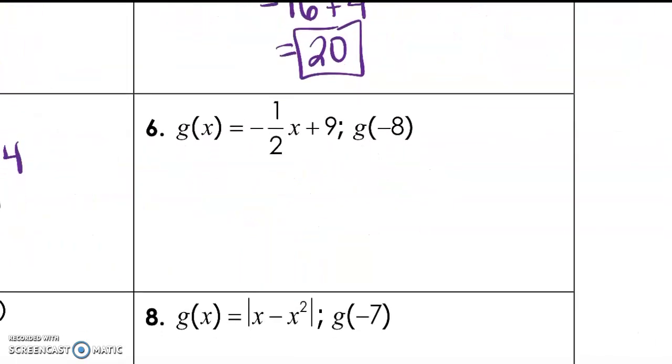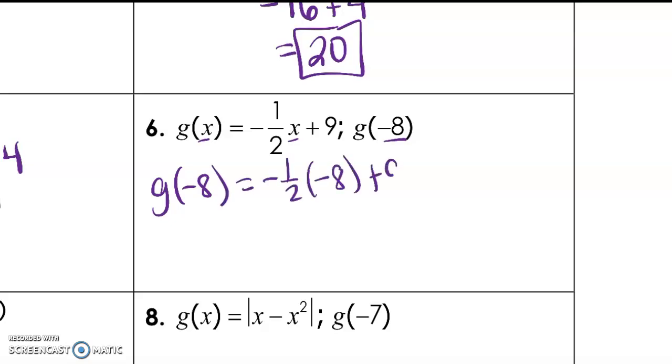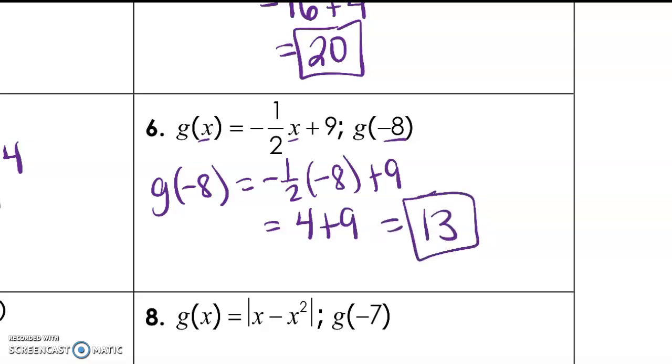Number 6, we have g of x equals negative 1/2 x plus 9, and we need to find g of negative 8. So g of negative 8 equals negative 1/2 times negative 8 plus 9. So that's 4 plus 9, which is 13 for our final answer.